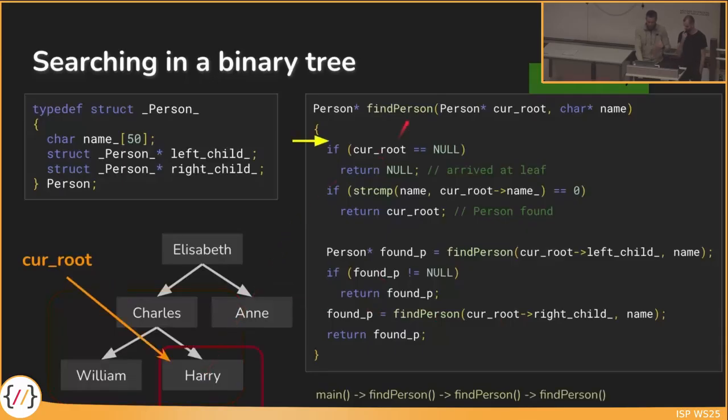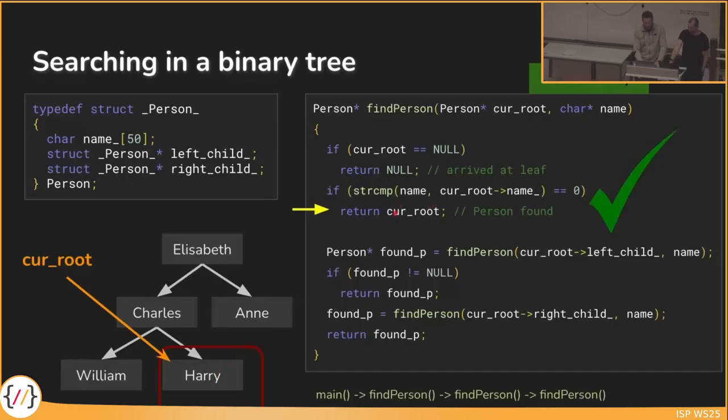So now we are again in find person, a new call of this function for Harry. Now we check again, is Harry null? No, it's not. Is Harry Harry? Yes, it is. Finally. So finally found Harry.